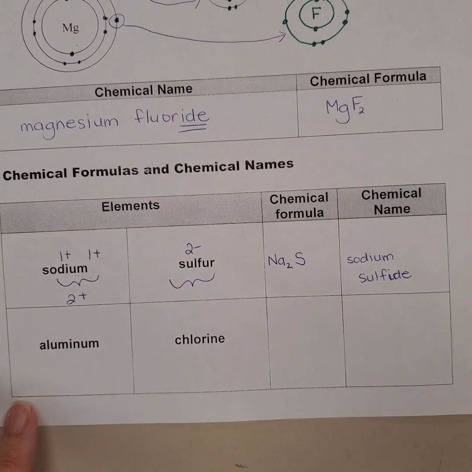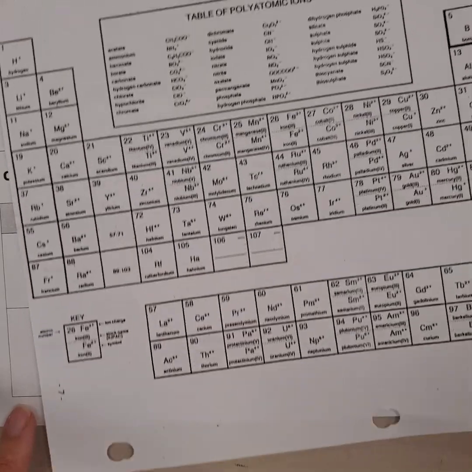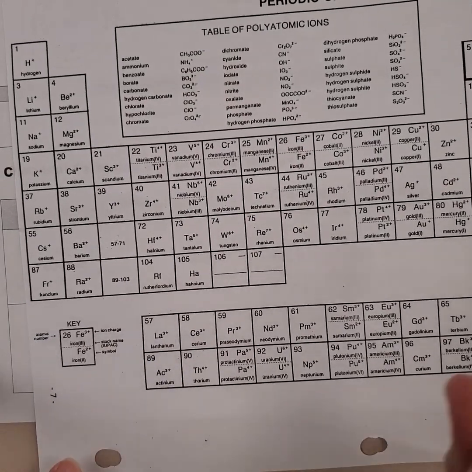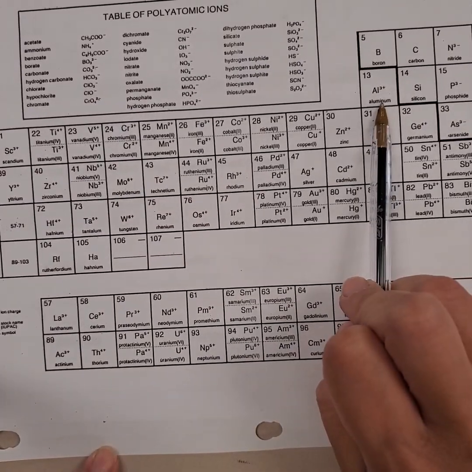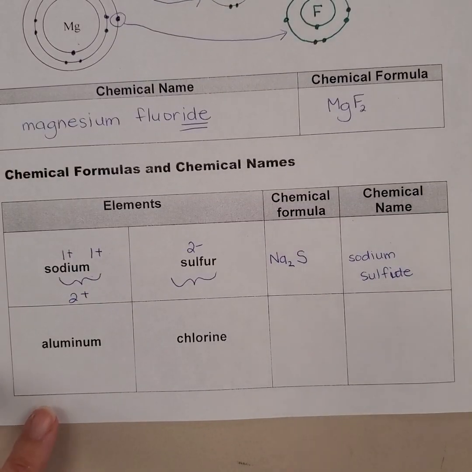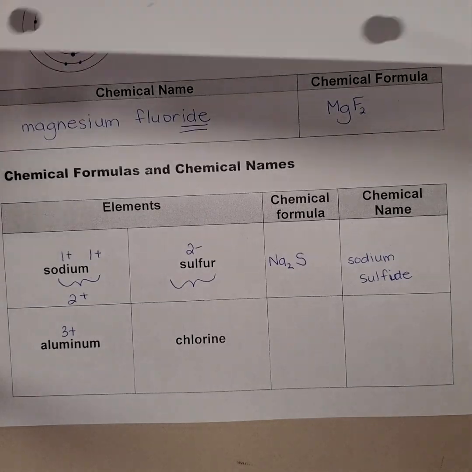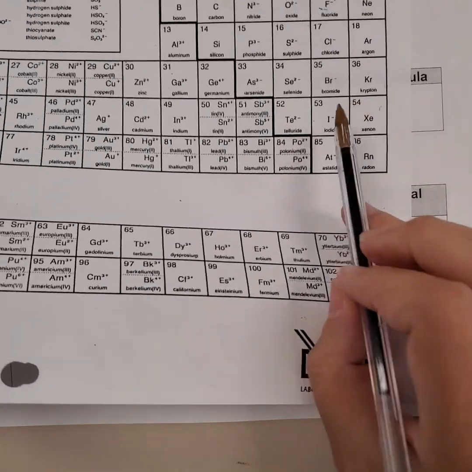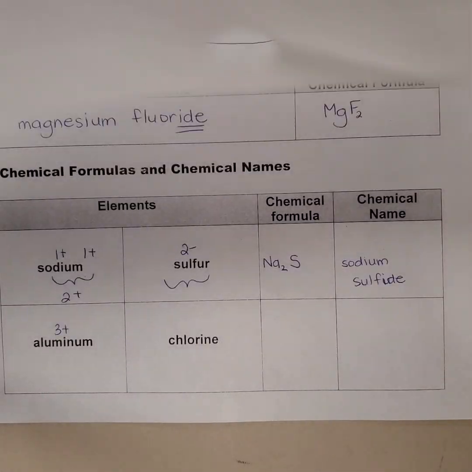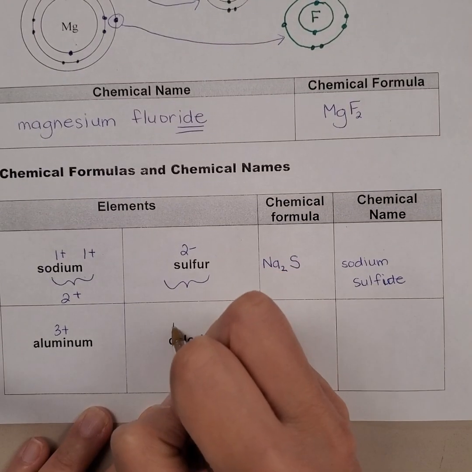So aluminum, so you use your periodic table and you locate aluminum. So aluminum is over here, and it has a charge of 3+. So I'm gonna write 3+ over here. Then you need chlorine, so chlorine is right here, and chlorine has a charge of 1-.